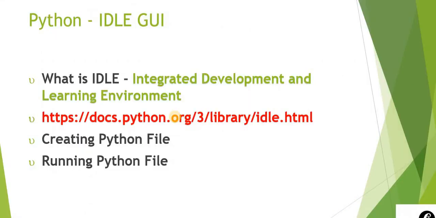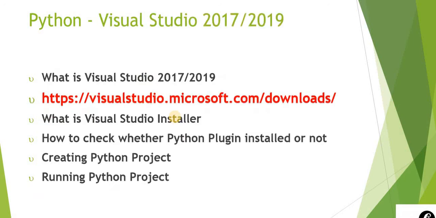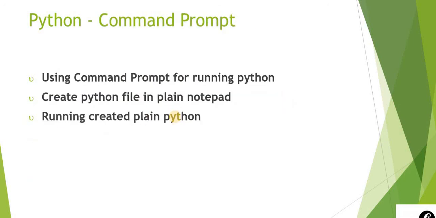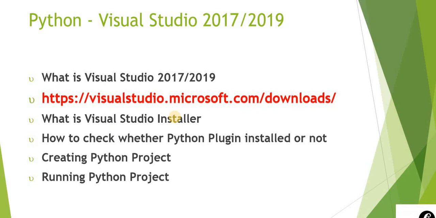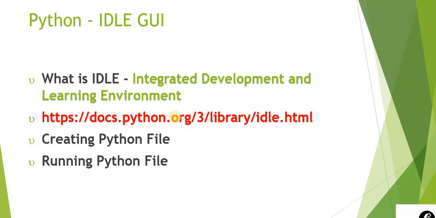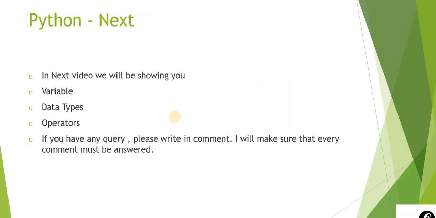So today we have covered how to download Python, how to install it, how to set the environment variable if it's not installed already, and then how to run this with the command prompt, with Visual Studio Code, Visual Studio 2017. 19 also follows the same process as 2017. And IDLE GUI. In the coming video, I will be showing you about variables, data types, operators.